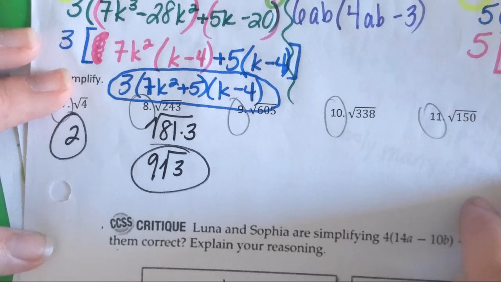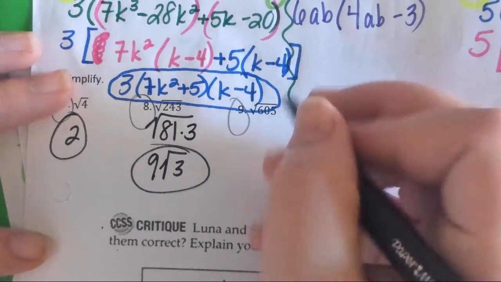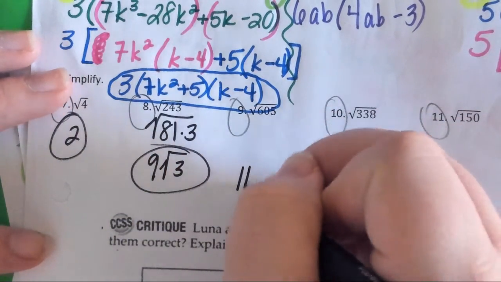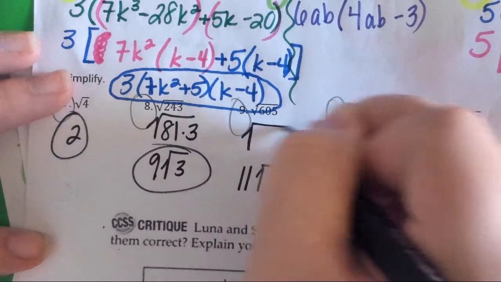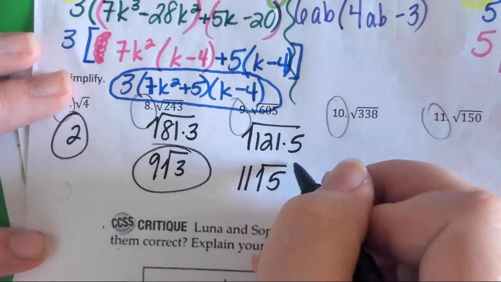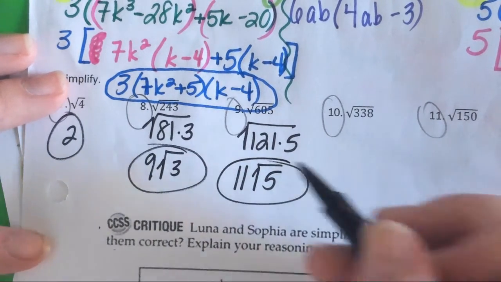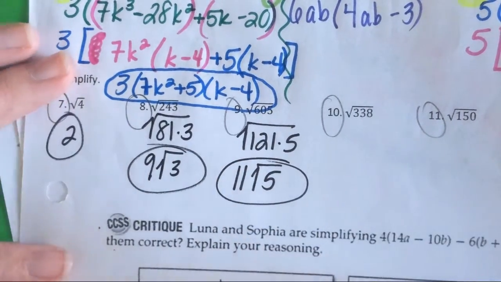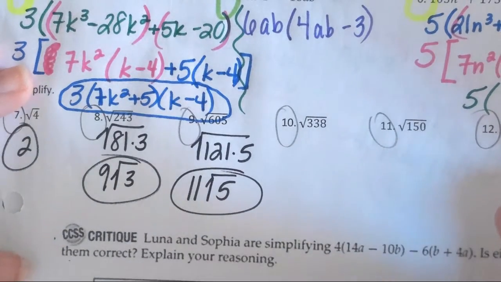Anyone new? Okay, Angel. 11 square root of 5. 121 times 5. This one was hard, so I'm impressed you figured that one out. 121 times 5 is 11 square root of 5 because the square root of 121 is 11. So she gets a point for that.